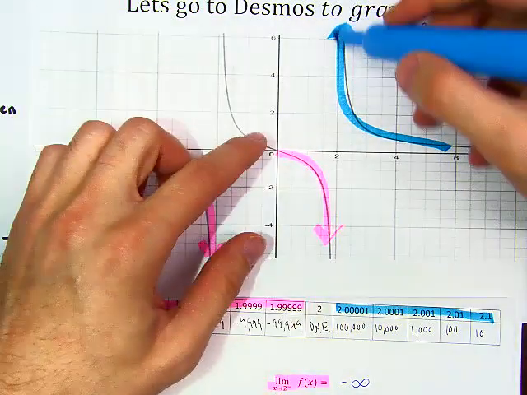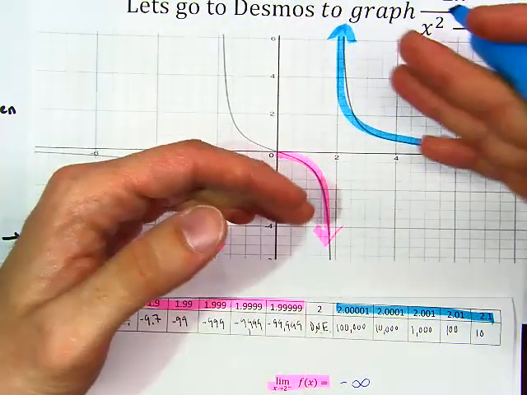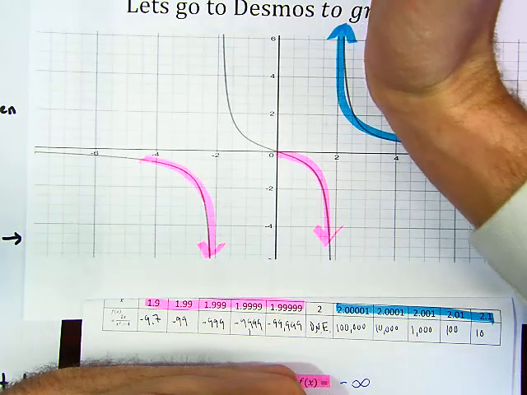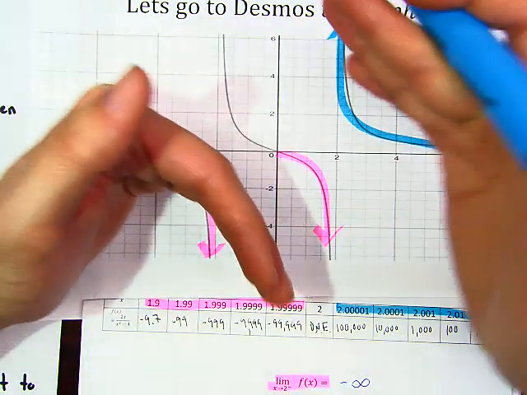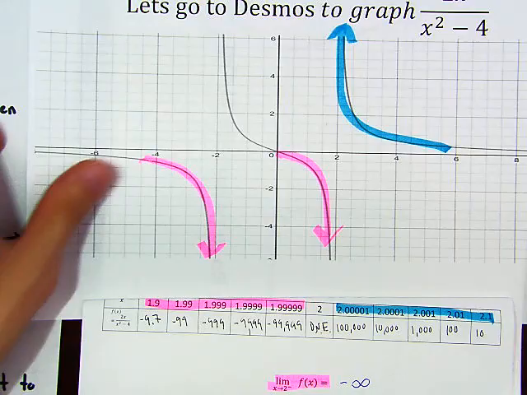And here, they'll never reach 2. It'll be very, very close to 2, but it'll never reach. And that's the idea of these limits. Okay? I hope this helped.